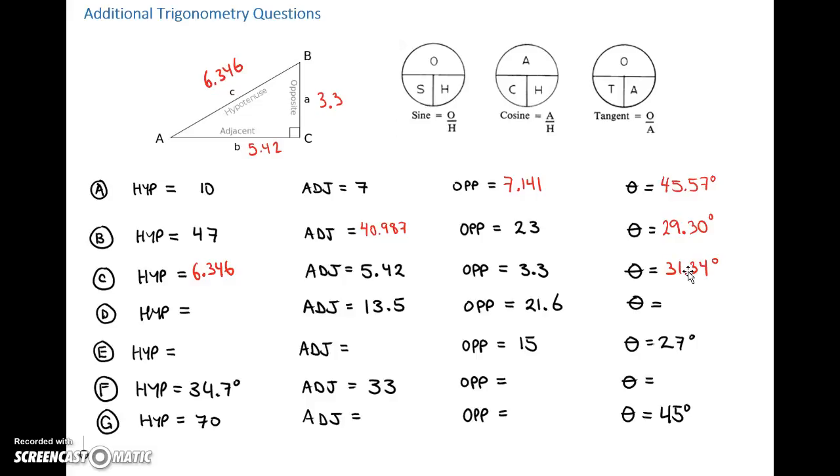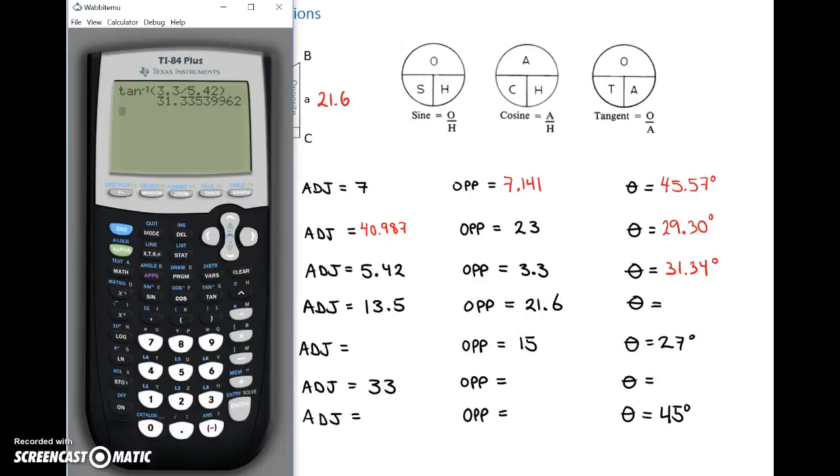Excellent. Same recipe, just keep going through. Lots of repetition here, just to hammer in these ratios for you. Next one, we don't have the hypotenuse, we have an adjacent of 13.5, and an opposite of 21.6, and we're looking for the angle and the hypotenuse. Let's do the addition of these two squares in order to find the hypotenuse.